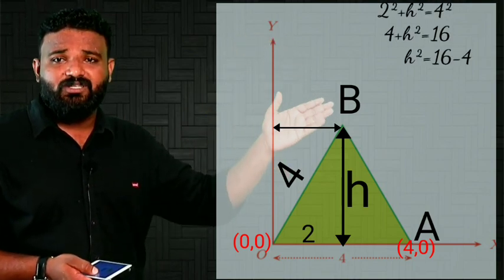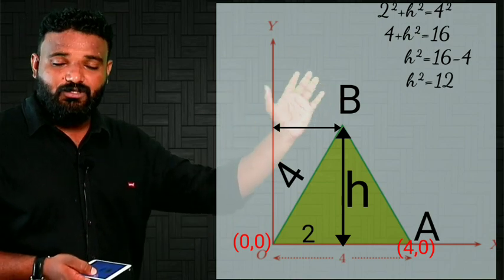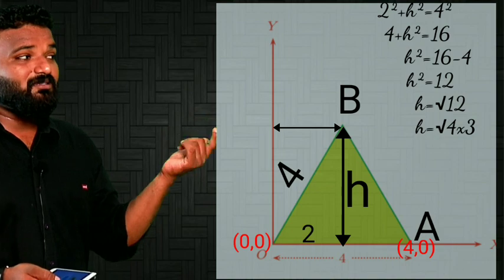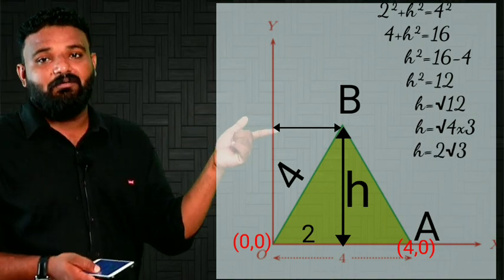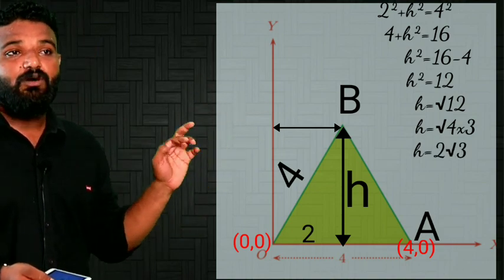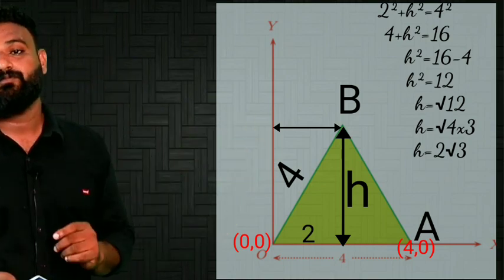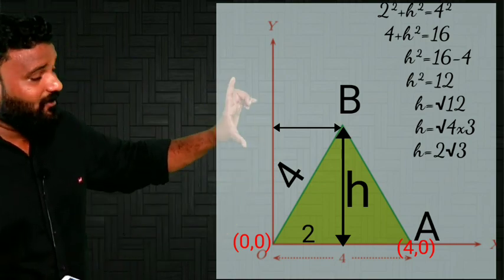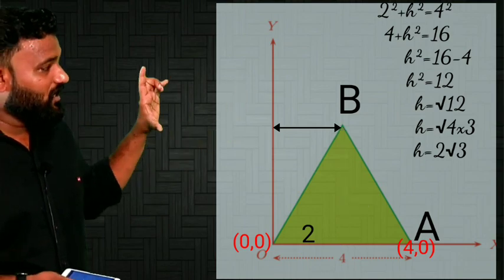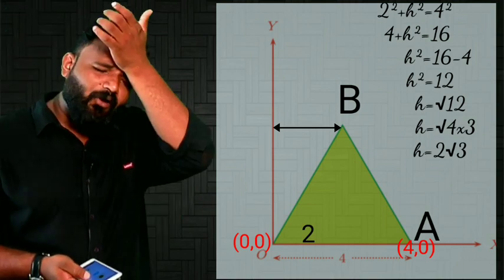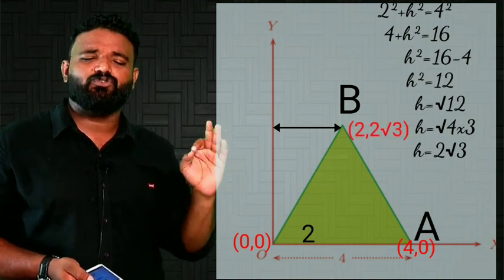So h² is equal to 16 - 4. h² is equal to 12. Then h is equal to root 12. You can simplify that as h is equal to root 4 into 2, so h is equal to 2 root 3. So here the height is equal to 2 root 3, which means the y coordinate is equal to 2 root 3. Therefore, the coordinates of the point B are 2, 2 root 3.